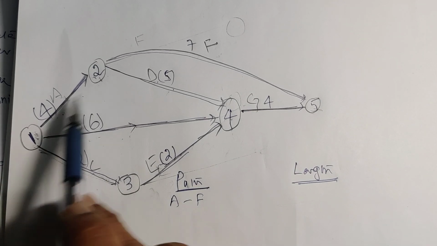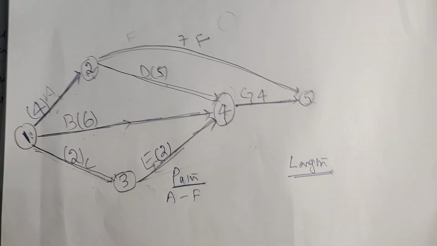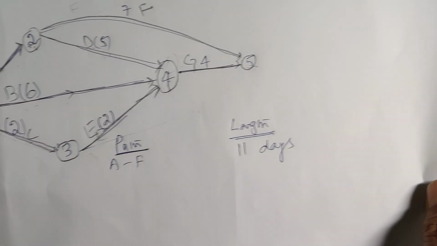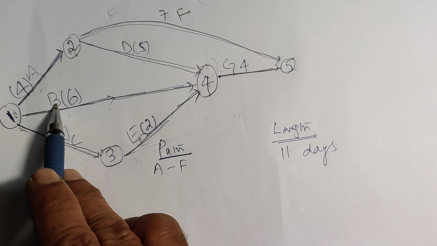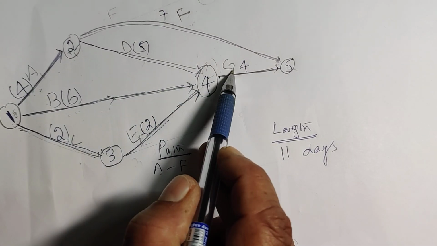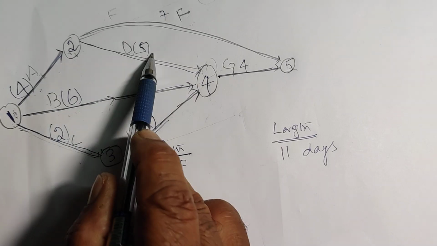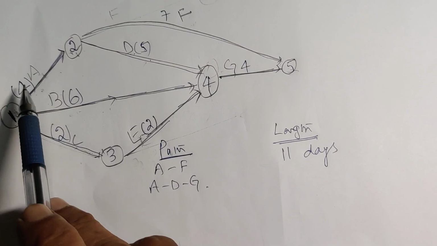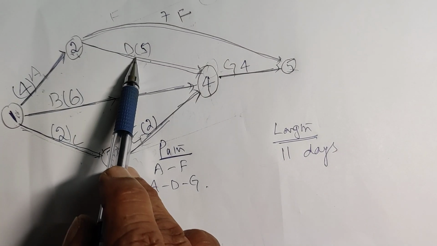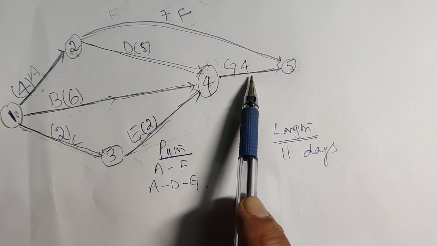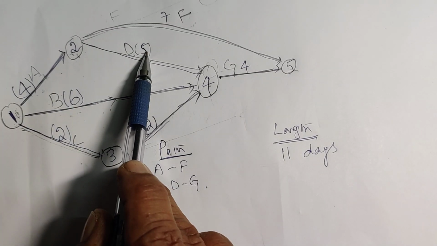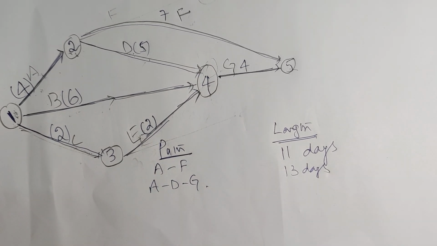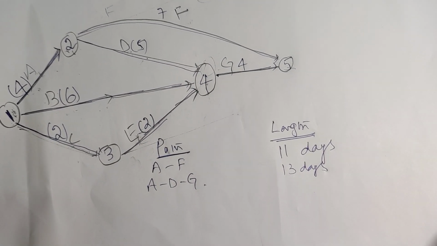It will take how many days? 4 plus 7, 11 days. Another path is ADG. A will take 4 days, D will take 5 days, and G will take 4. 4 plus 5, 9. 9 plus 4, 13. 13 days.